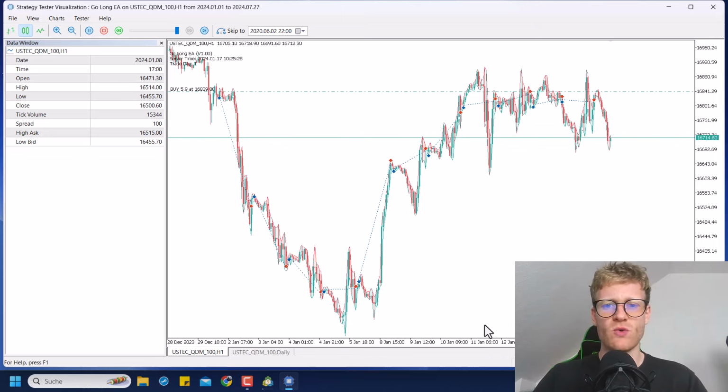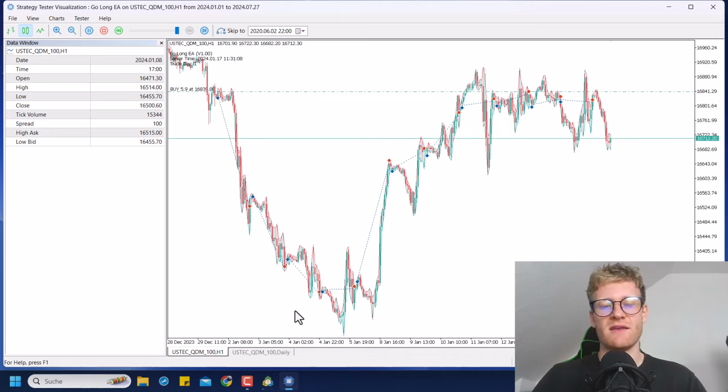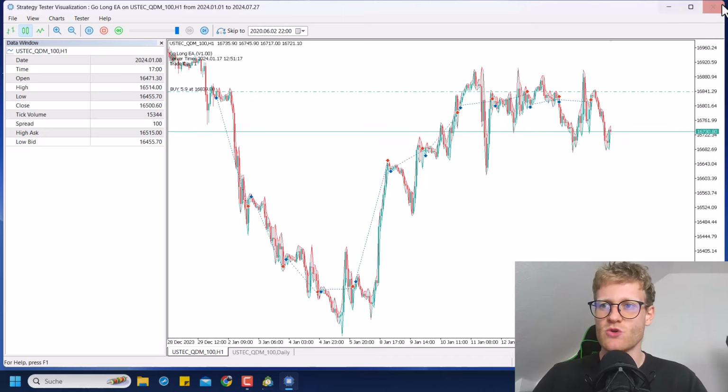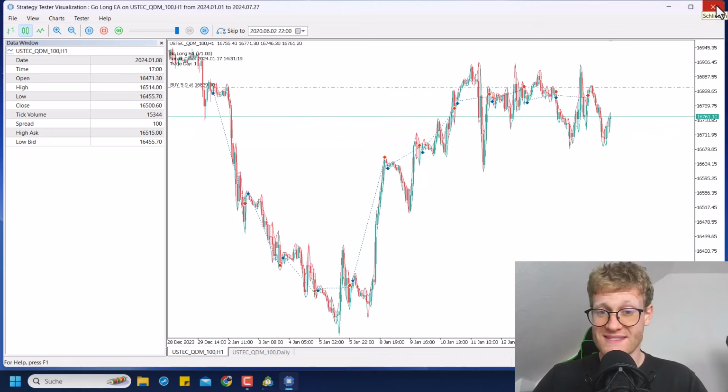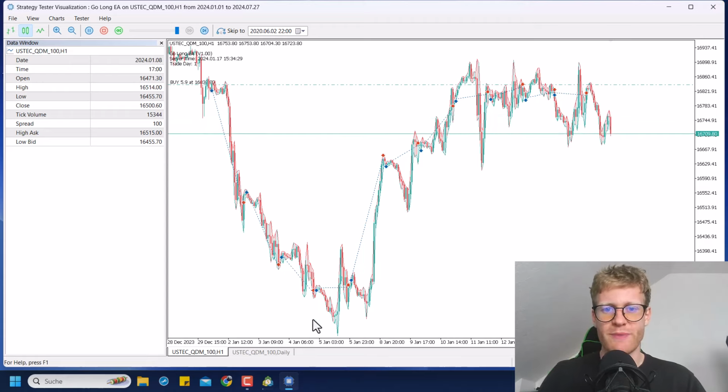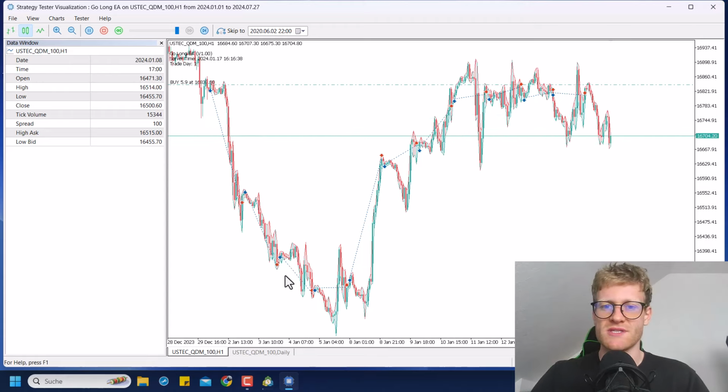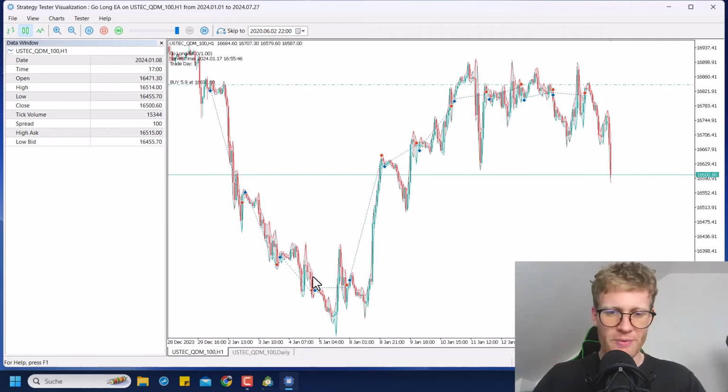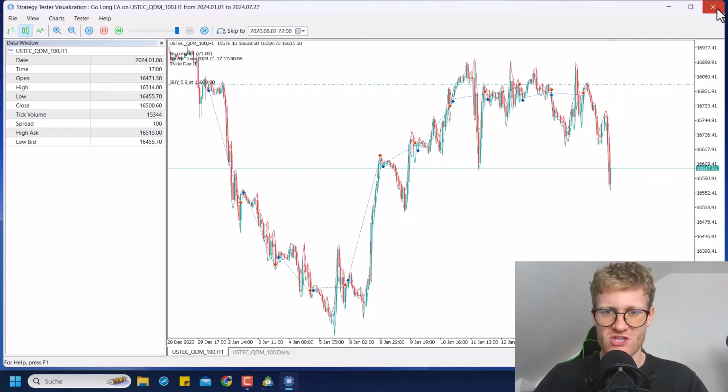So before we do a longer backtest in a few seconds, let me explain quickly what the settings are. So you can see with the most basic settings that I personally use in my live account, it will just open a position in the morning, it will close the position in the evening.